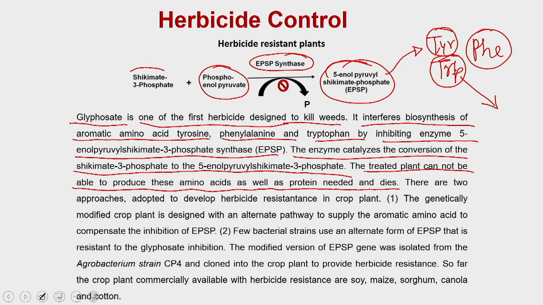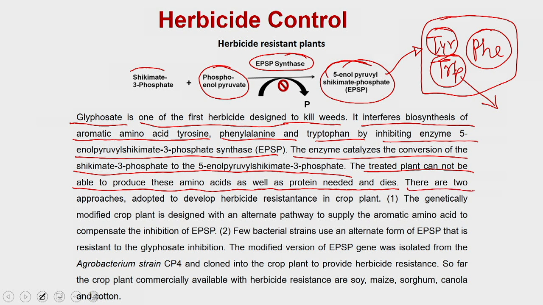So what happens is when you are treating the agriculture field with glyphosate, it is inhibiting the EPSP synthase, and as a result it is not allowing the synthesis of 5-enolpyruvyl shikimate phosphate, EPSP. Since EPSP is involved in the biosynthesis of tyrosine, tryptophan and phenylalanine, and these three are essential amino acids, the plants cannot synthesize many of the essential proteins, and as a result they die.